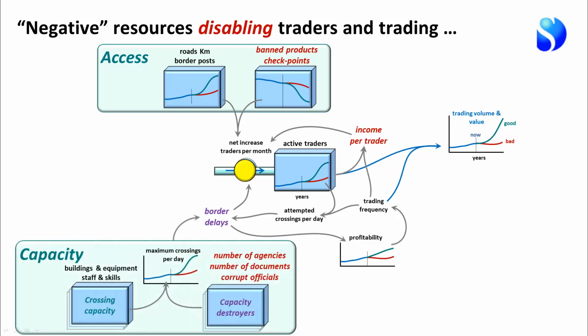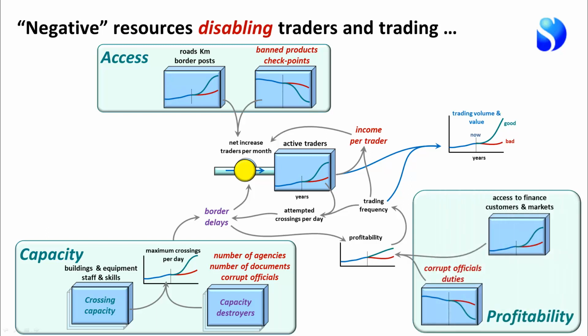The same applies with capacity. We've got buildings and staff adding to the capacity, but if there are too many agencies imposing rules on what you can do, or too many documents you've got to fill in, or corrupt officials who slow you down, then those take away from the capacity to get you across the border, slow you down, and that increases delays and makes life difficult. And on profitability, there are negative aspects as well. If duties are too high, or there are corrupt officials requiring bribes from you to allow you to trade, then that's going to reduce your profitability and discourage your trade.